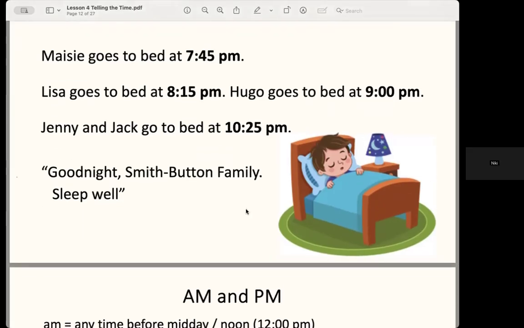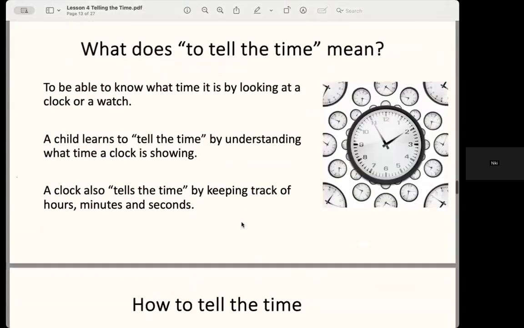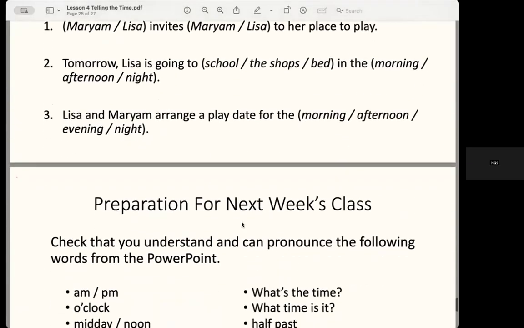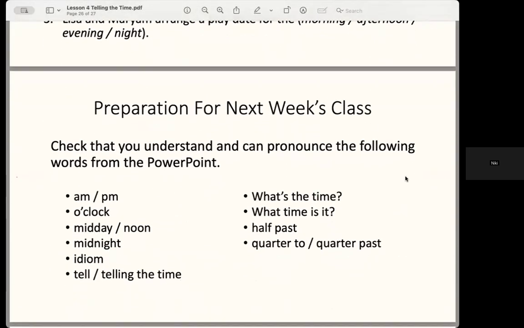We can go to the last slide now. We're at 7:27, so that's probably a good time. So we have preparation for next week's class. Sorry, Jade, did you want to do this? Okay, go ahead. Check that you understand and can pronounce the following words from the PowerPoint today. Before next class and just for your own practice, these are very handy things to be able to use when you're telling the time.